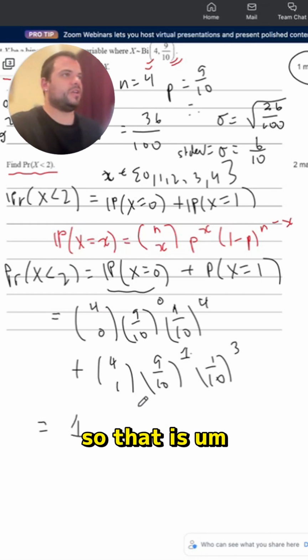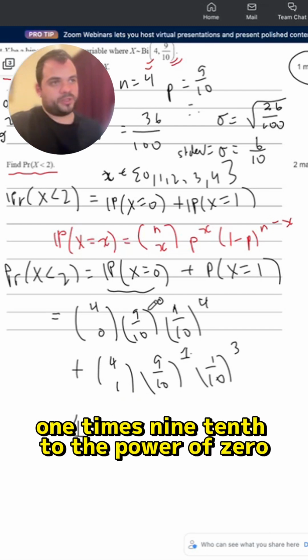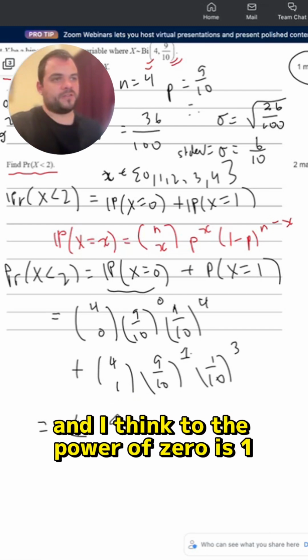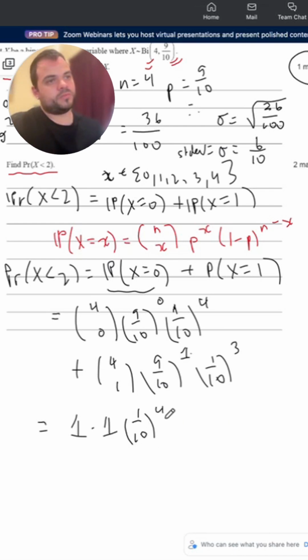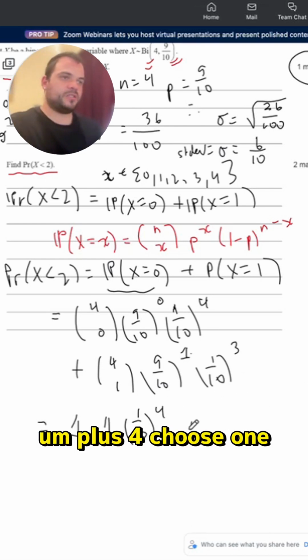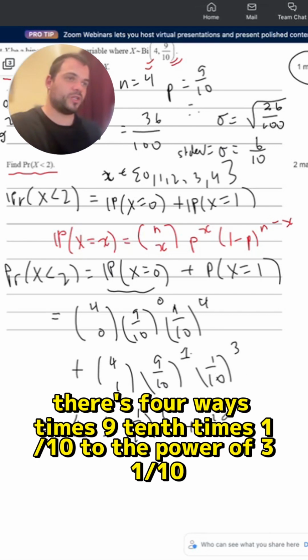So that is 1 times 9/10 to the power of 0. Anything to the power of 0 is 1. So times 1/10 to the power of 4. Plus 4 choose 1. How many ways are there of choosing one thing from 4? There's 4 ways. Times 9/10 times 1/10 to have q, 1/10.